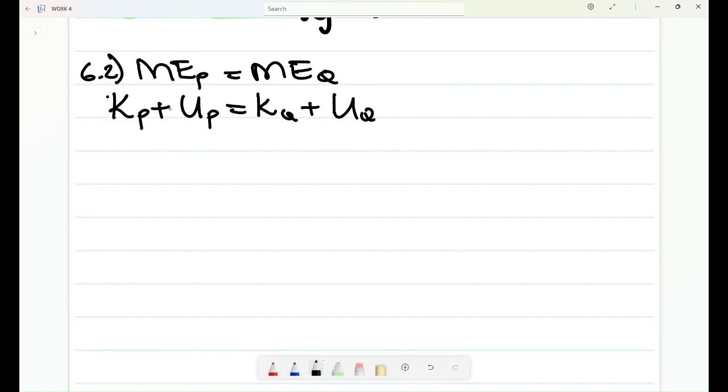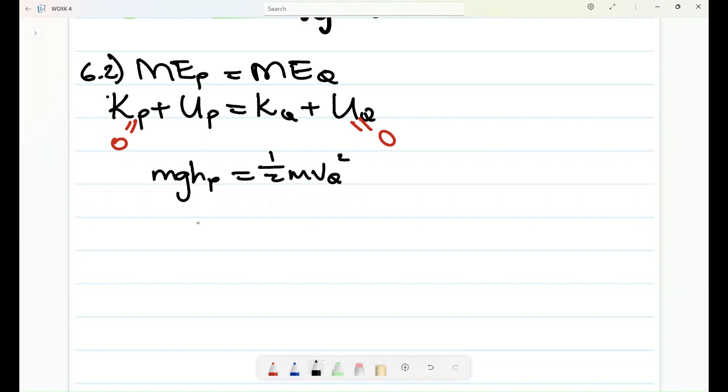Let's come and substitute. I'm saying here I'm only left with UP, University of Pretoria, my school. Here, KP is 0 because the kinetic energy at P is 0. UQ is 0 because height at Q is 0. Now let's see what UP is. It is mgh at P. It is equal to KQ, half mv, velocity at Q, squared.